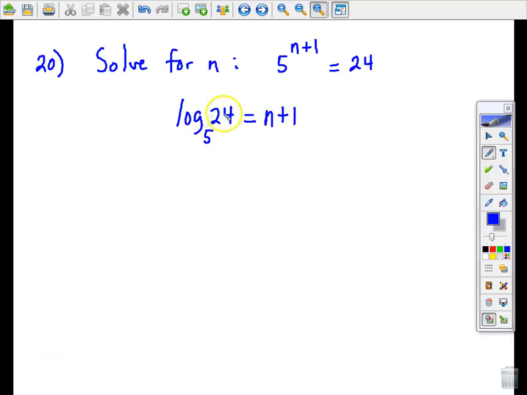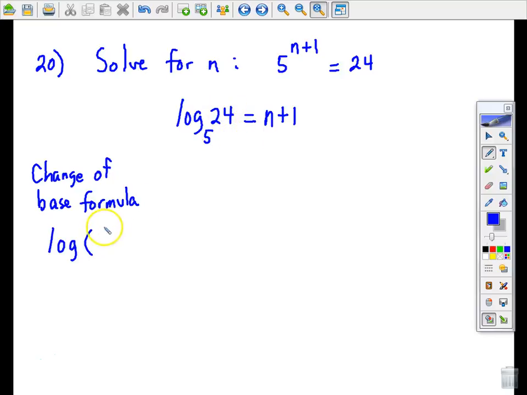Okay, so for this left side, I'm going to use what is known as the change of base formula. This goes way back, I know, but I just want you to be familiar with it because it's probably going to come in handy for you later on. And it's easy to use. You're going to do log on your calculator of the top number, which is 24, divided by the log of the base, in this case log 5.